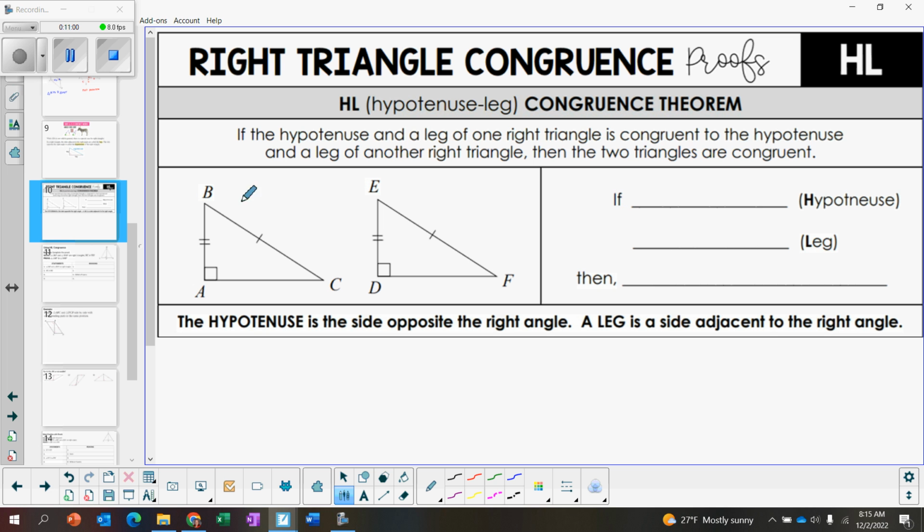So here, if the hypotenuse BC was congruent to EF, and a leg, right? Either AB and DE or AC and EF, which are marked in red. This is AB is congruent to DE. Then I can say that triangle ABC is congruent to triangle DEF.